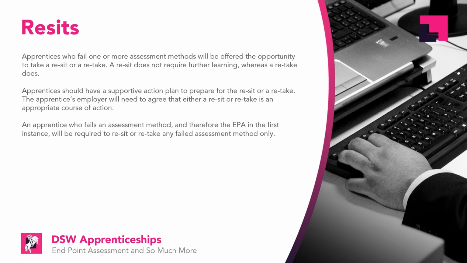Following endpoint assessment, apprentices are entitled to appeal against assessment decisions. The apprenticeship appeals process cannot be used to obtain additional feedback or advice. The DSW appeals policy can be found on EPA Pro.